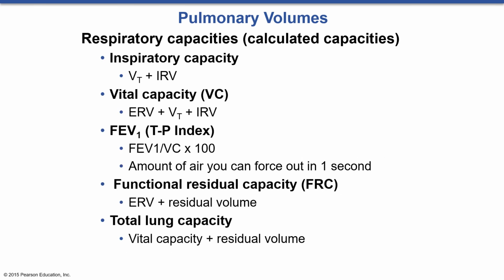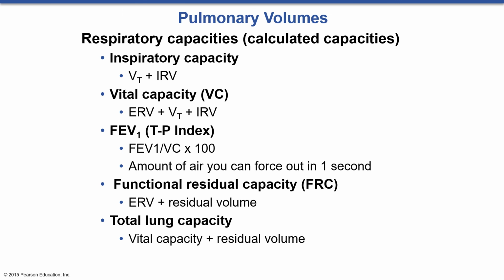Now, looking at some respiratory capacities when calculating, and yes, you'll need to be able to calculate these. Inspiratory capacity is a combination of the tidal volume and the inspiratory reserve volume, simply added together. Vital capacity is going to look at the expiratory reserve volume, the tidal volume, and the inspiratory reserve volume, and tell you the most amount of air that your lungs can functionally move.